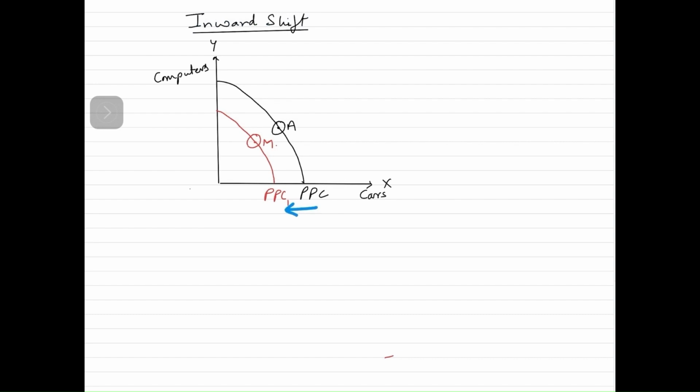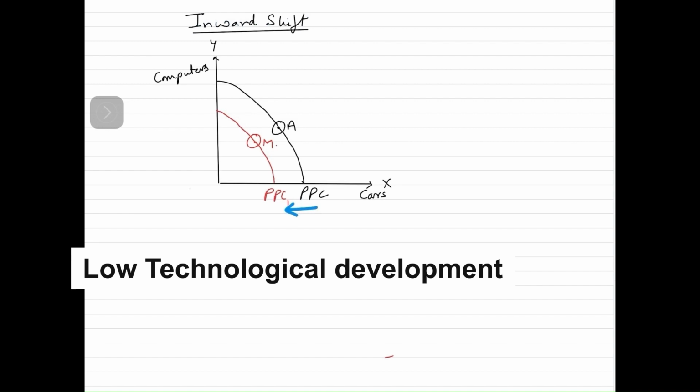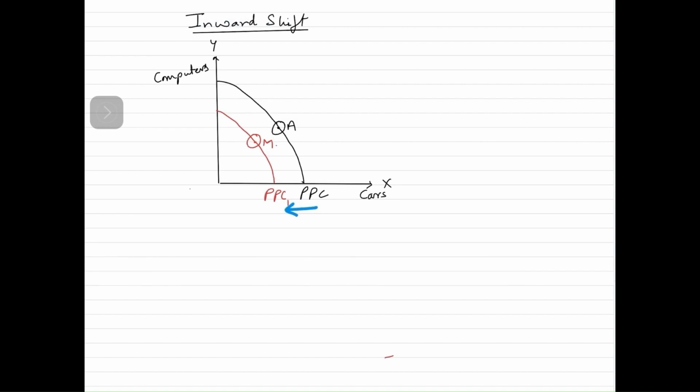Another reason could be low tech levels, or less technical know-how.